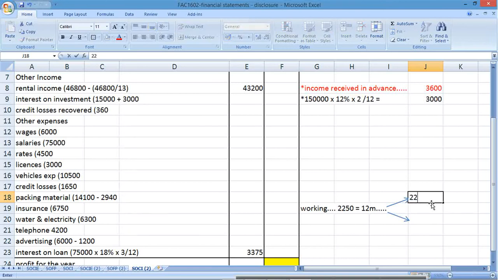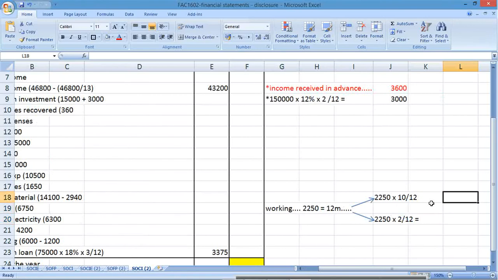So 2250 times 10 over 12 is going to give me the amount that I actually prepaid. And 2250 times 2 over 12 is going to give me the amount that I paid. So that's 1875, and then the other one is 2250 times 2, and that's 375.